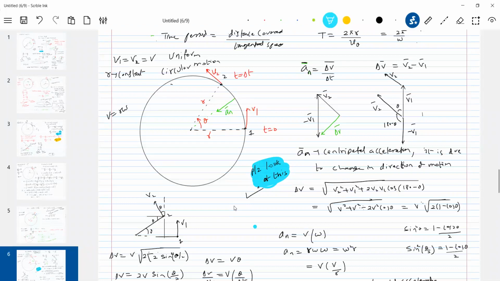Any doubt you can clarify? If you are confused with the first one, stick to the two things which I shaded. Yes, anybody? Sir, here we defined centripetal acceleration to be acceleration due to change in direction of motion, right? Yeah.